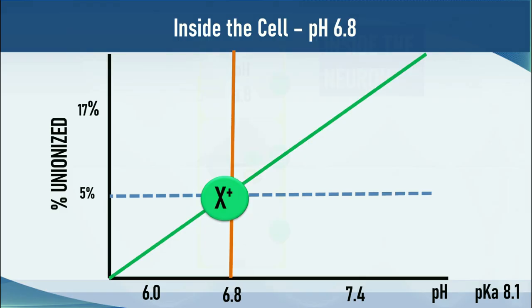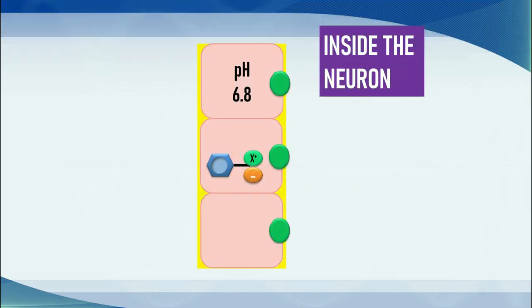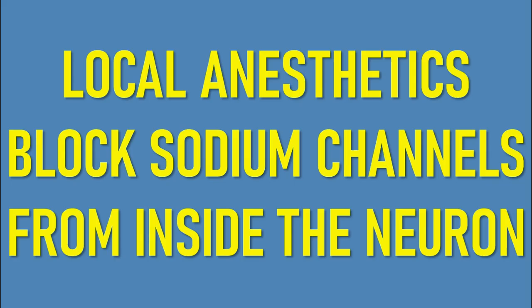So inside the neuron, the drug ionizes. The ionized moiety then blocks the sodium channel from the inside, and sodium is unable to pass through the channel. The nerve action potential is stopped. And that's how local anesthetics work. All local anesthetics block sodium channels from inside the neuron. For them to work, they have to cross the cell membrane and then ionize within the nerve cell.